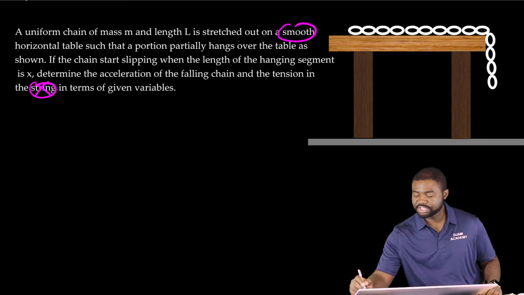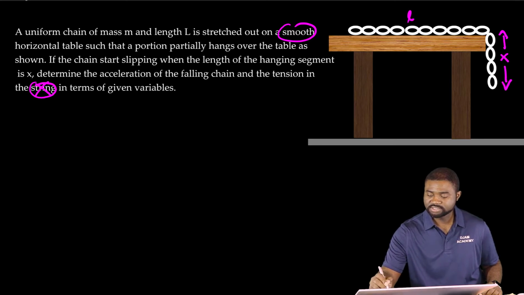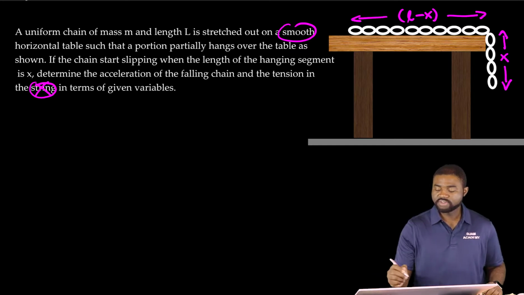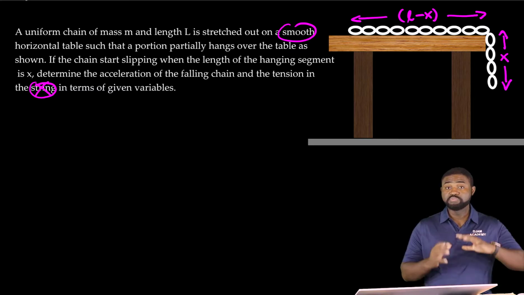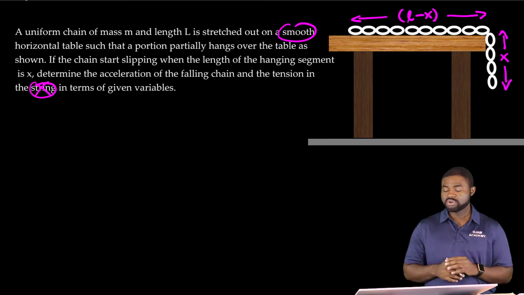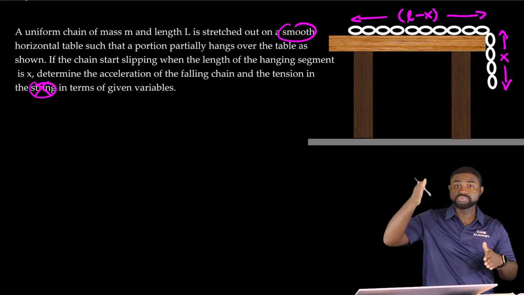So we know that the chain starts falling when the length of the hanging portion is x. So this will be L minus x. You see, the very first thing that we will do is to draw the free body diagram on both sections of the chain. We have section 1, which is on the tabletop, and section 2, which is hanging.